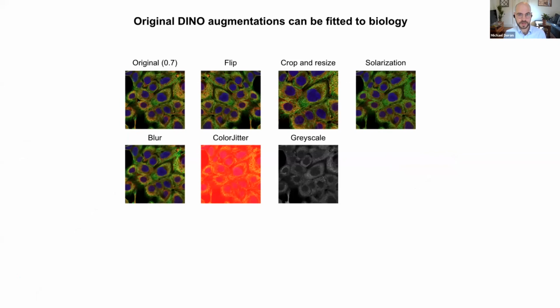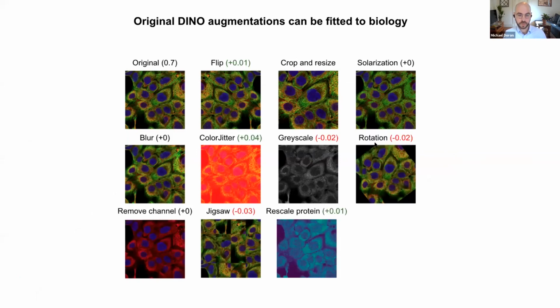You remember that earlier we discussed the way that self-supervision works with the different views or augmentations of the different images. These are the augmentations that DINO came with: flipping the image, cropping and resizing it, solarizing the color, blurring, jittering the color, or grayscaling. And we thought that these all might not fit cellular microscopy. So we thought of a few more: rotating, removing the channel, mixing up different patches, or rescaling the different channels.